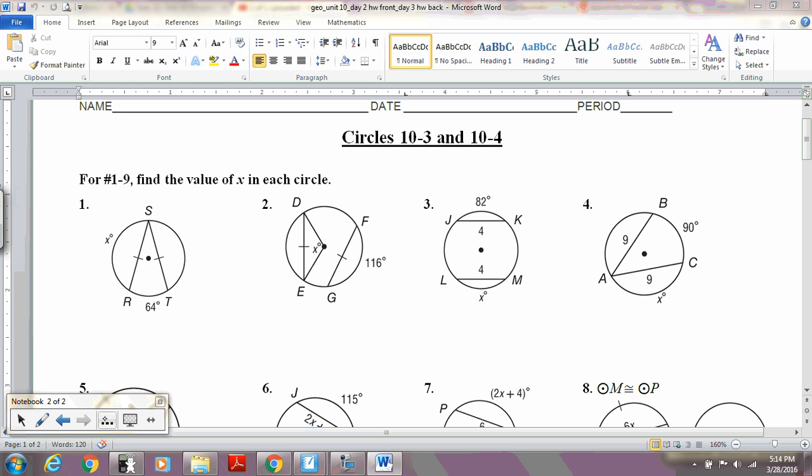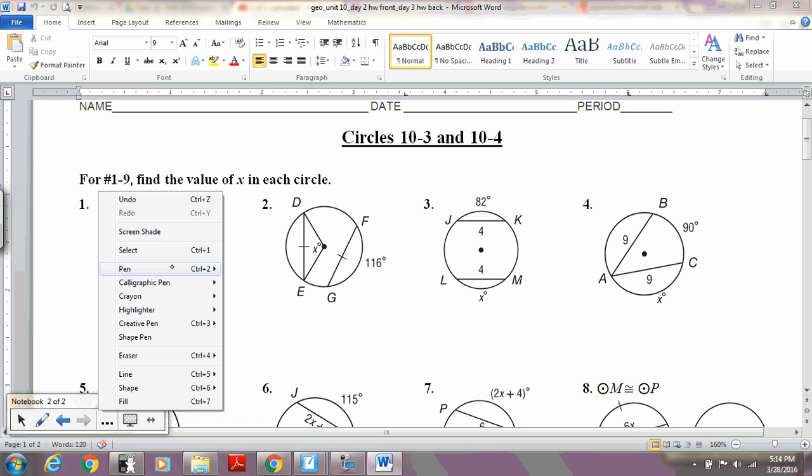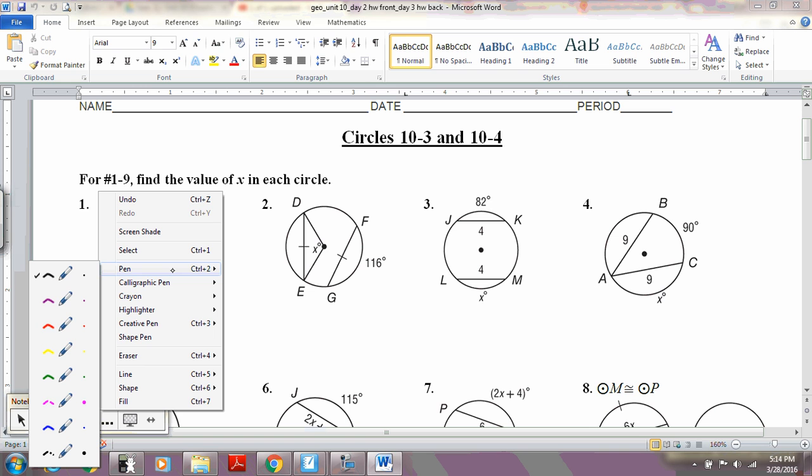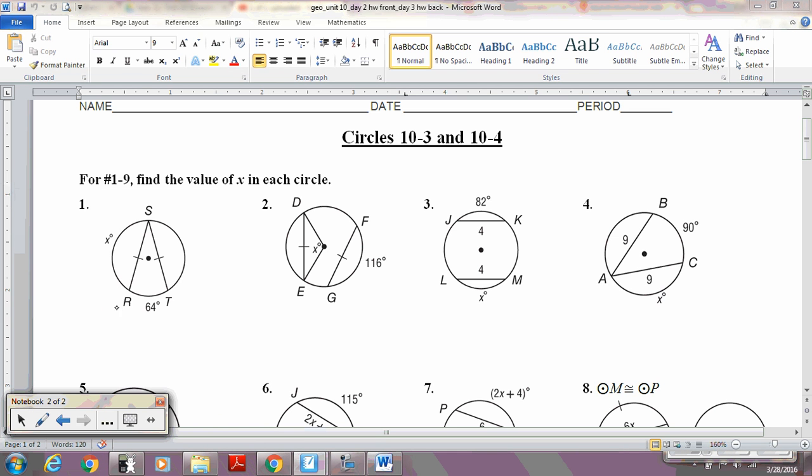For number 1 and 3, you're going to be using theorem 10.2, which says that the arcs and chords will have the same measurement. So, I'm sorry, if the chords are congruent, which is RS and TS, then the arcs are congruent, RS and TS.